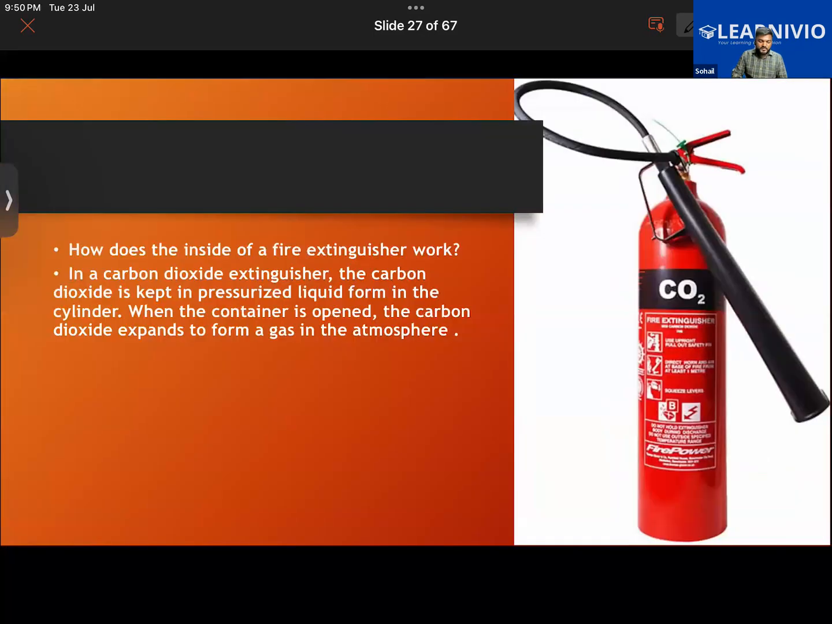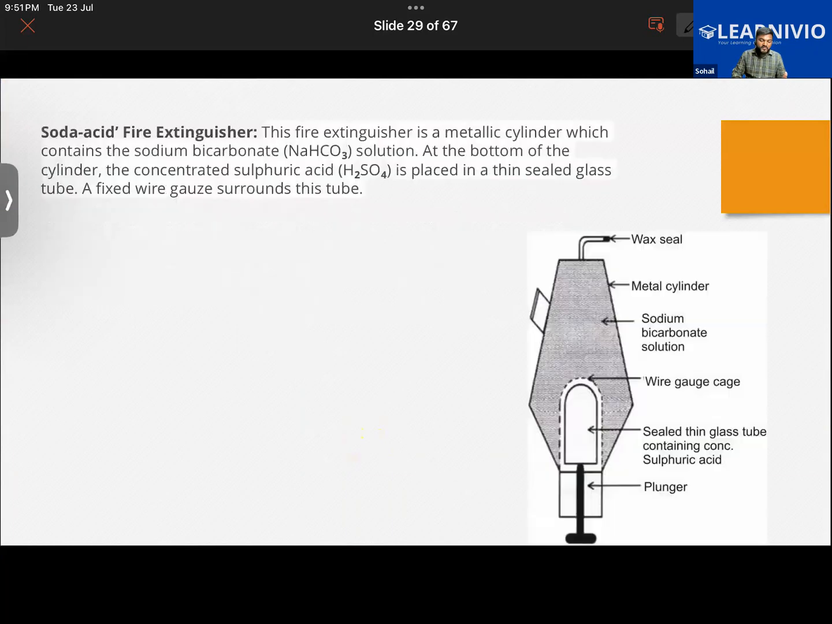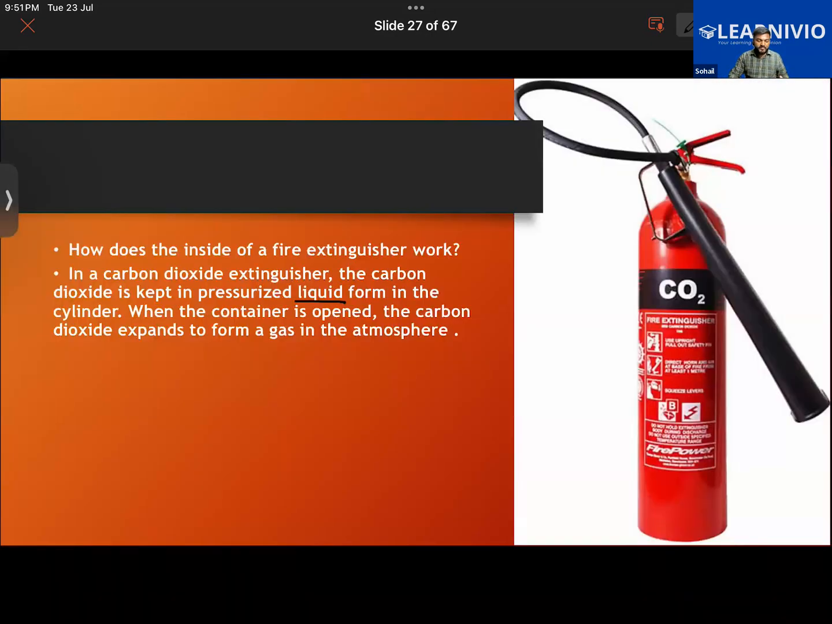Previously I told you that in some of them, carbon dioxide would be stored in the liquid form, just like liquefied petroleum gas is stored as a liquid in LPG cylinders. In one type of CO2 extinguisher, the carbon dioxide gas is stored in the liquid form, as we have learned previously. The ones available nowadays are of this type, in which carbon dioxide is stored in the liquid state.